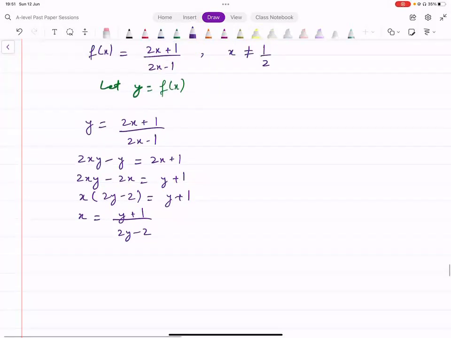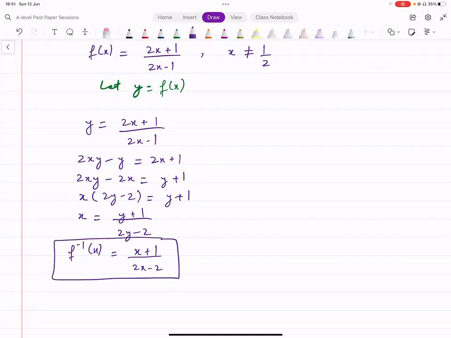So what do we get from this now? We just replace x with f inverse of x here, and f inverse of x equals x plus 1 divided by 2x minus 2. That's the inverse function. That's what we were looking for. This is your inverse function. Okay. All right, let's move on to the next one now.